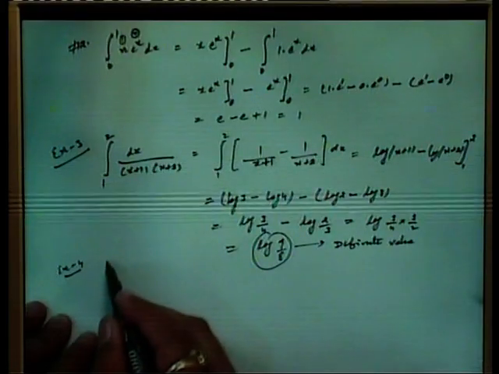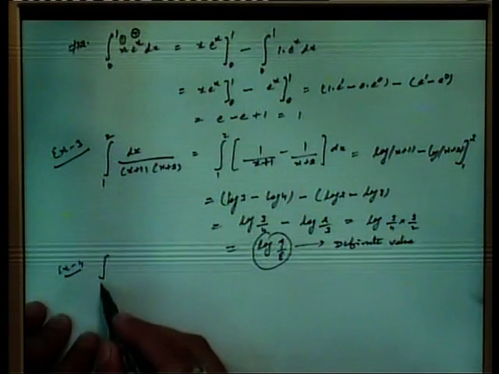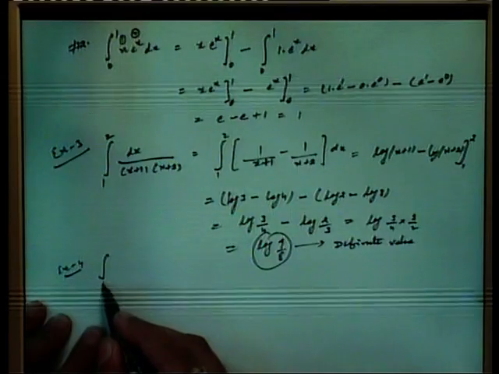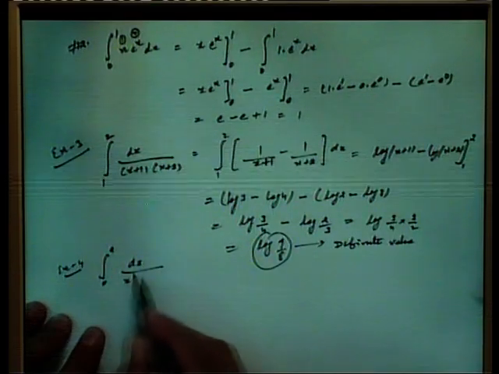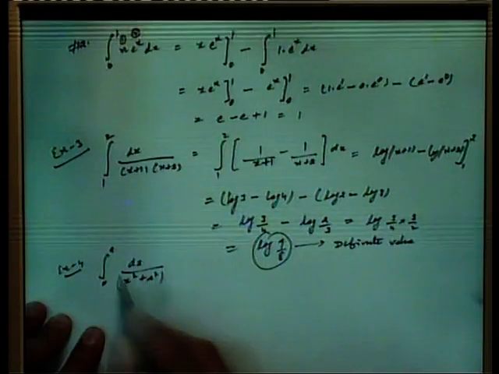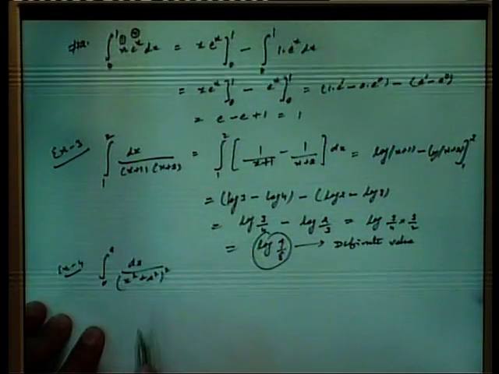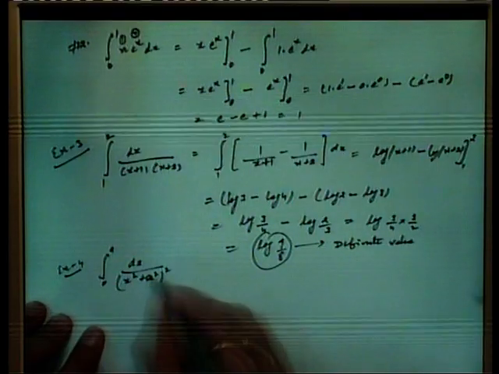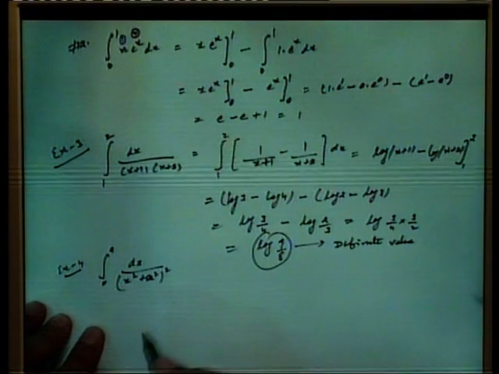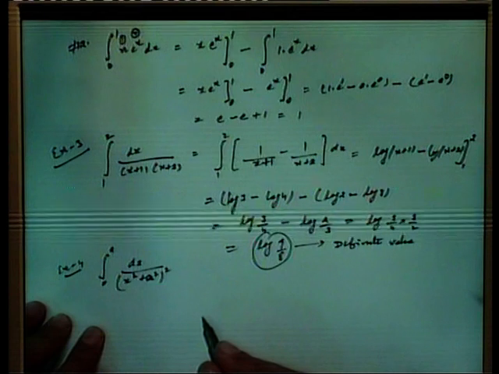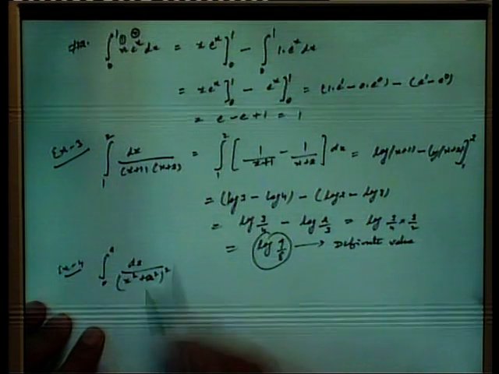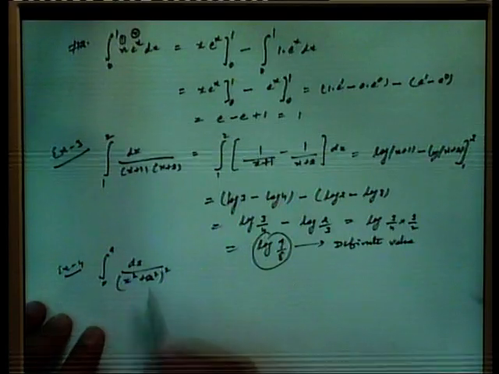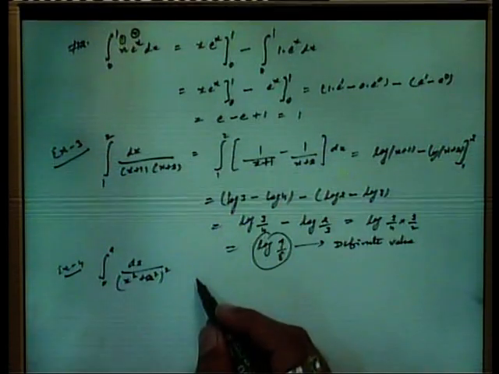After this example we will discuss the properties of some definite integrals. So another example: the integral from 0 to a of dx upon (x square plus a square) whole square. You can see that here we have x square plus a square, whole square. So here we apply the substitution method.